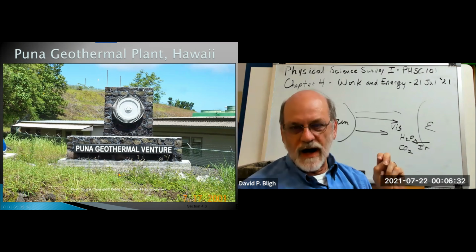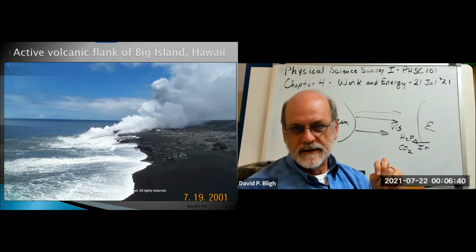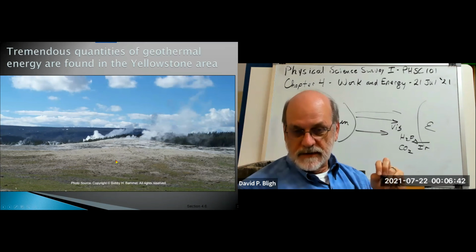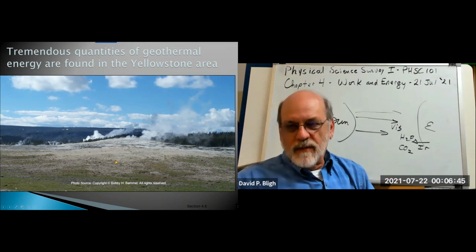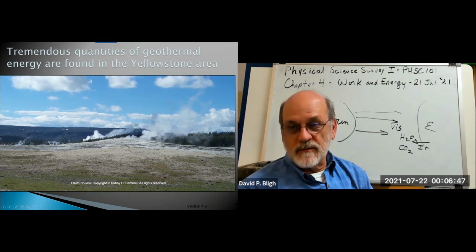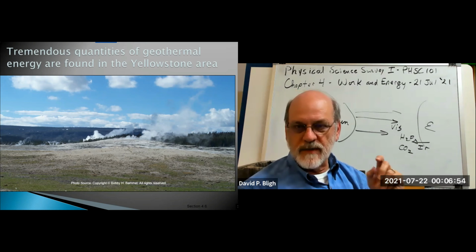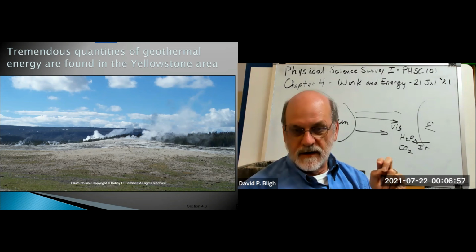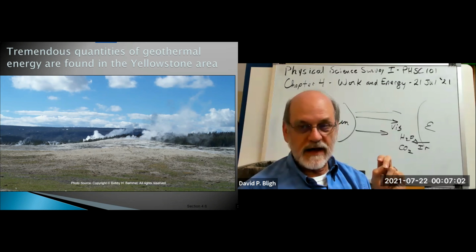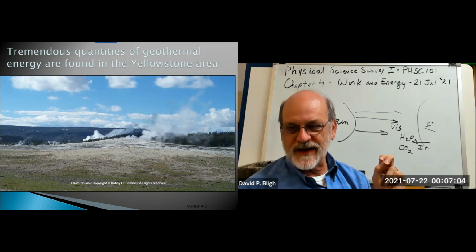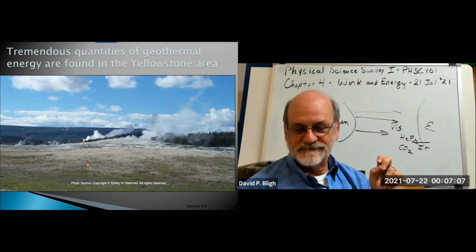This one's located in Hawaii. Of course, Hawaii is a hot spot, so they have access to geothermal energy. Yellowstone. The problem with Yellowstone may be near term, it may be long term, but Yellowstone is the site of a supervolcano, which last erupted about 640,000 years ago. And it's on a 640,000 year cycle. So we're expecting one anytime now. So build your plants there and just hope the thing doesn't erupt.